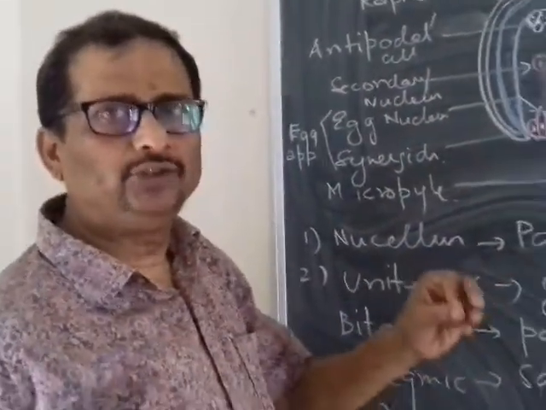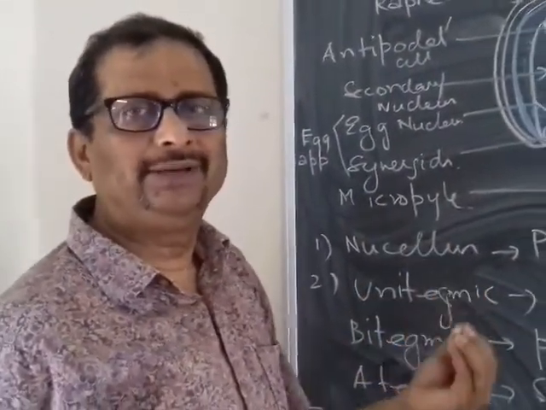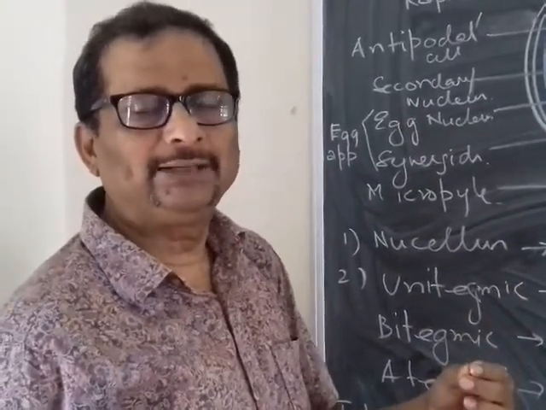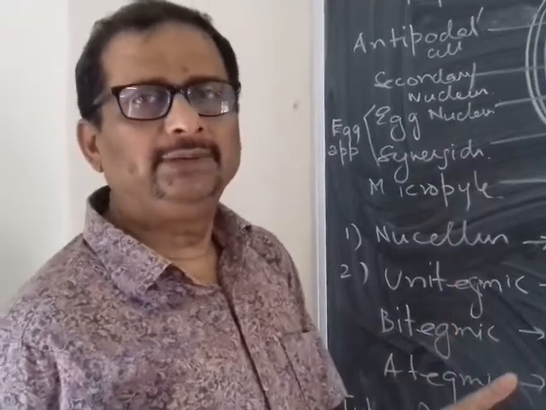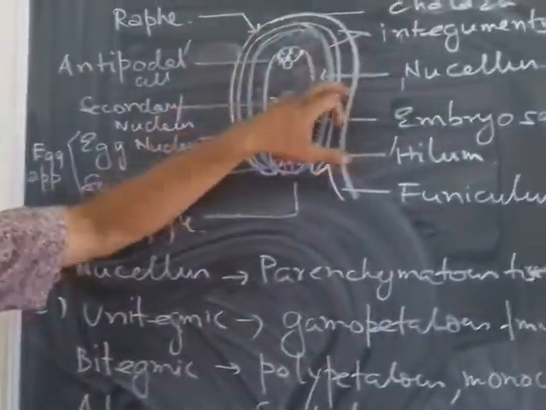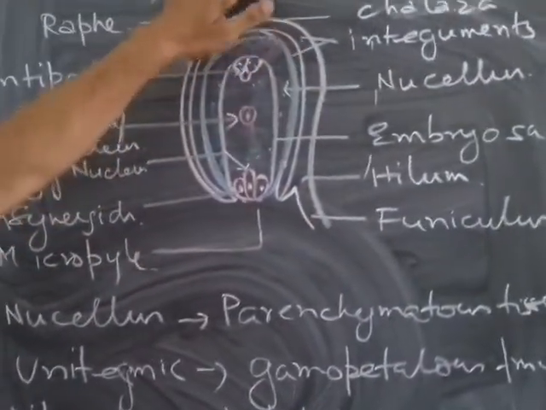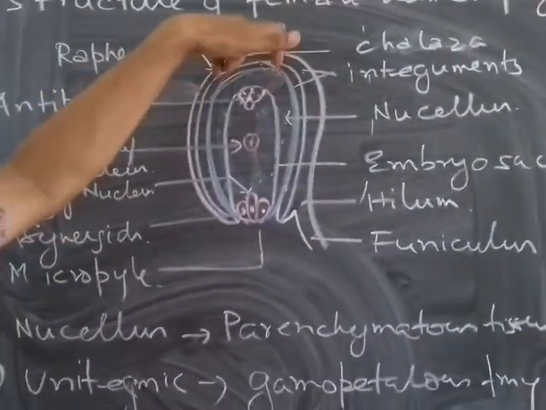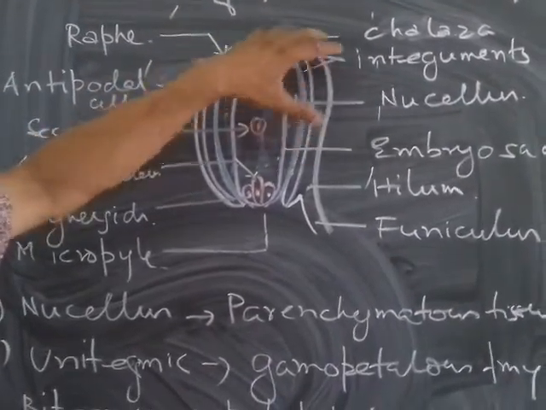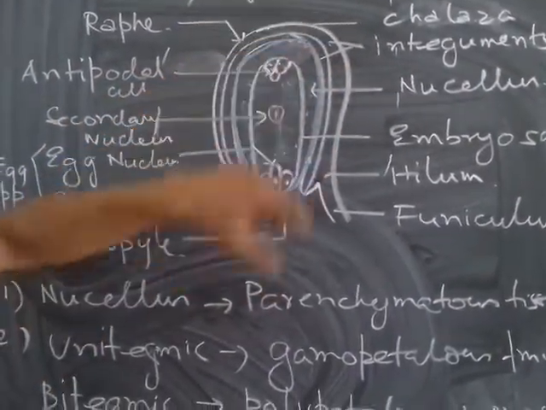On the basis of the integuments they are named. If the integument is one we say unitegmic, if it is two we call it bitegmic, and if it is without the integument then we call it ategmic. The integuments later become the seed coat: the outer integument becomes the testa and the inner integument becomes the tegmen.